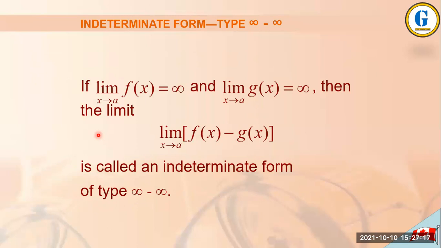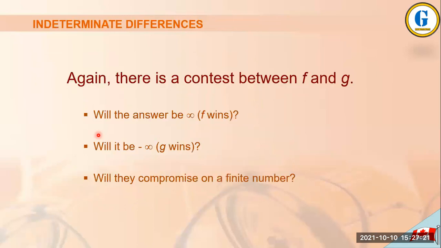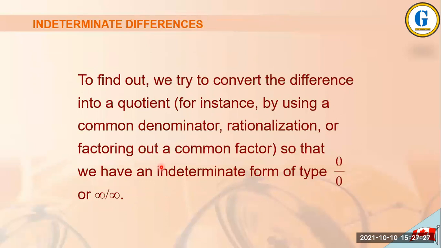Infinity to the power infinity is indeterminate. 0 over 0 is indeterminate. Infinity over infinity is indeterminate. So again here, there is a contest between f and g, and we need to know who wins. So we try to make it of the form 0 over 0 or infinity over infinity so that we can apply L'Hopital's rule.